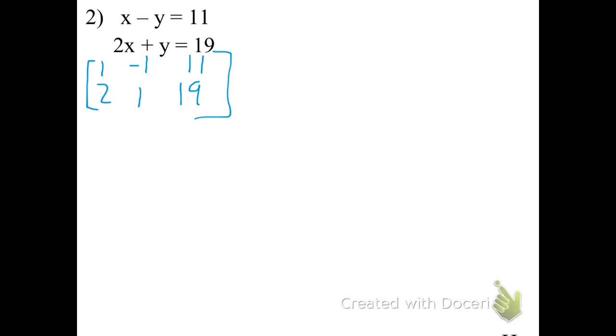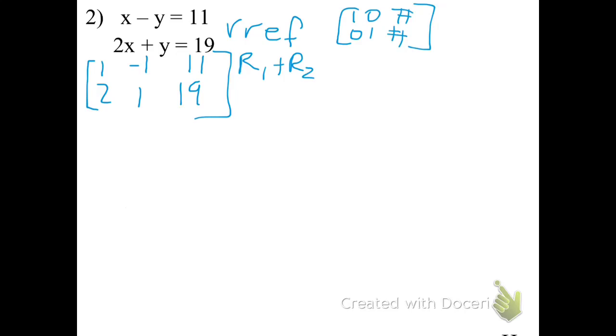So remember, we're trying to get this to reduced row echelon form, which is 1, 0, 0, 1, and then just numbers here on the right side. Okay, well, we're really close to getting this first row, so it has a 0 there in the second spot, because if you add 1 to that, it becomes 0. So take row 1 and add row 2. And we'll just leave row 2 the way it is right now.